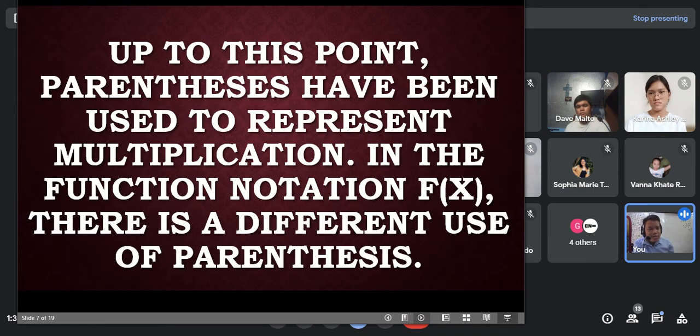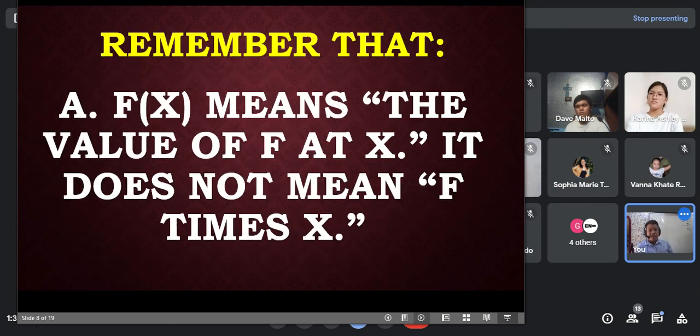Ngayon, up to this point, sabi dito, parentheses have been used to represent multiplication. In the function notation f of x, there is a different use of parentheses. So, hindi siya yung multiplication. Yung f parenthesis x, hindi yan ibig sabihin na f times x. Letter A, sabi dito, f of x means the value of f at x. It does not mean f times x. Kaya nga yung binanggit ko kanina, that is f of x. Ano pa? Okay, so wait lang.